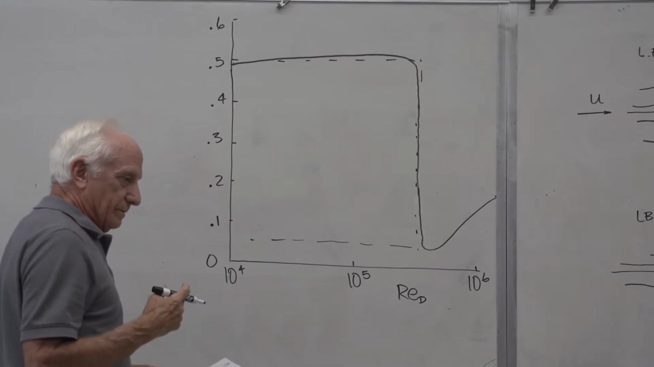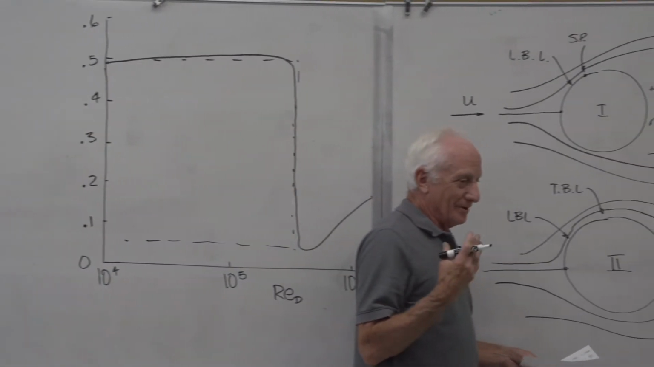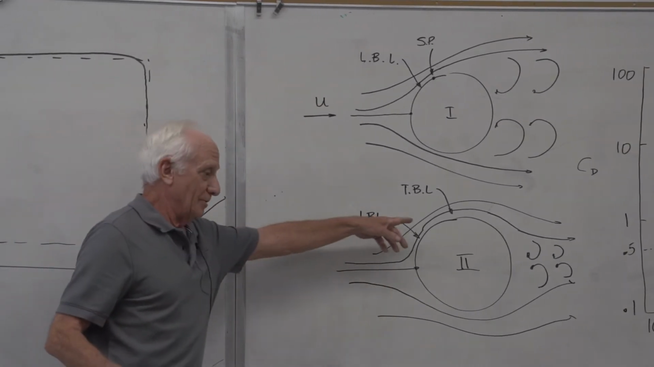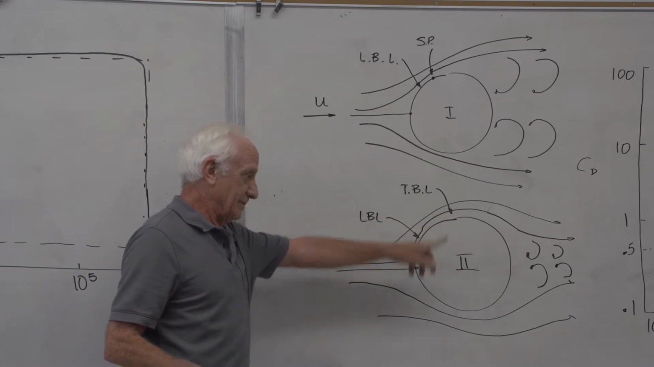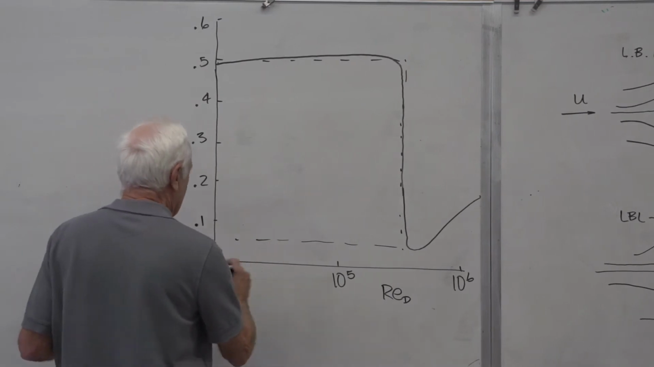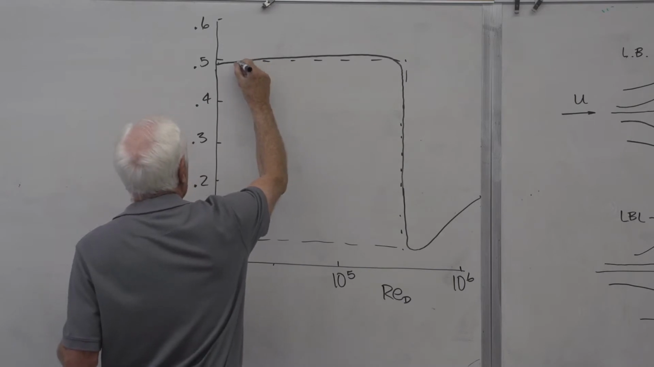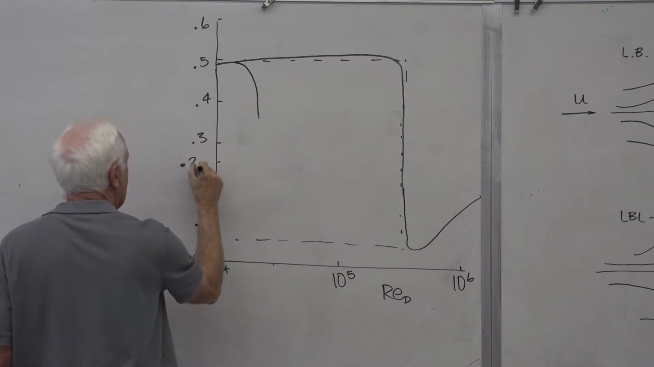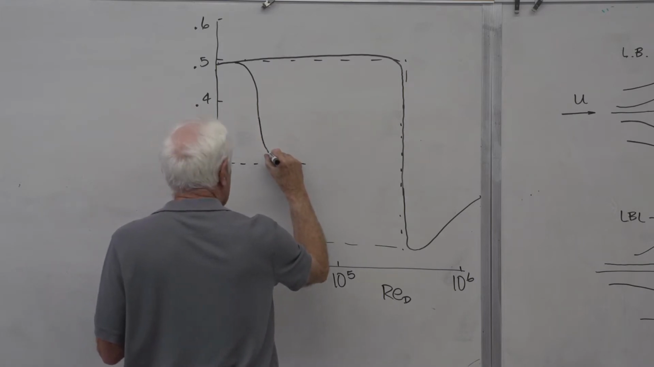Now, as the sphere gets rougher, the roughness creates turbulence. So now we have more turbulence in this region here. That increased turbulence causes the boundary layer to stick longer there. And so now it drops off at about 4 times 10 to the 4th, right about there. So it's up here, and now it drops off like this, down to about 0.24. Like this, and then it pretty much stays there.